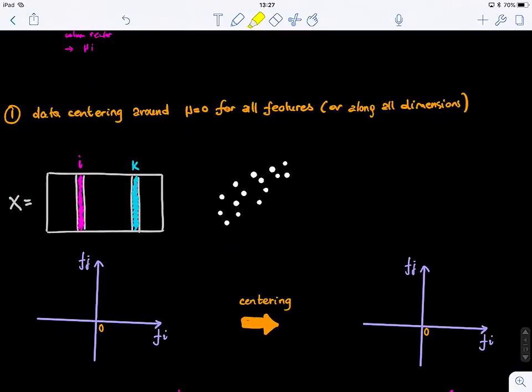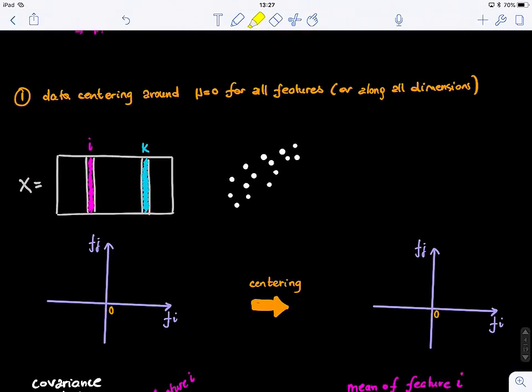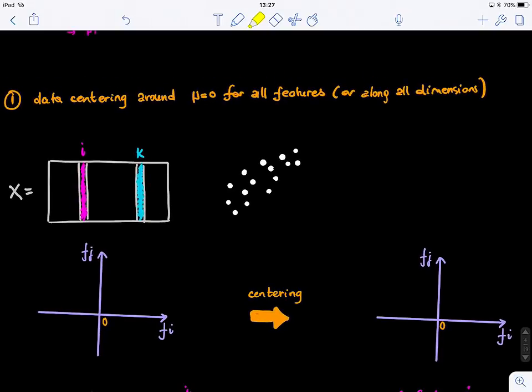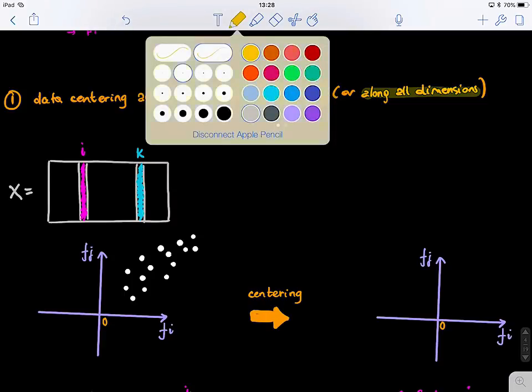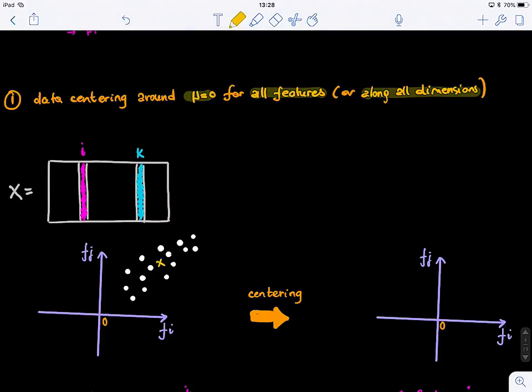It means your data will be centered around mu equals 0 for all features, or along all dimensions, okay? So for example, here, this is non-centered data because you can see the mean of this data. If I plot it, the average might be located around that point. So the mean is different from 0, 0. In this case, it's different from 0, 0, right?